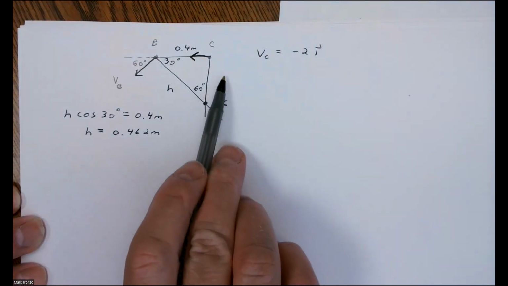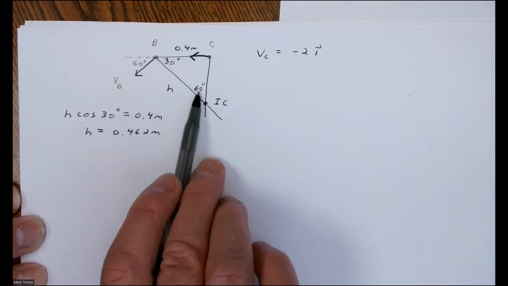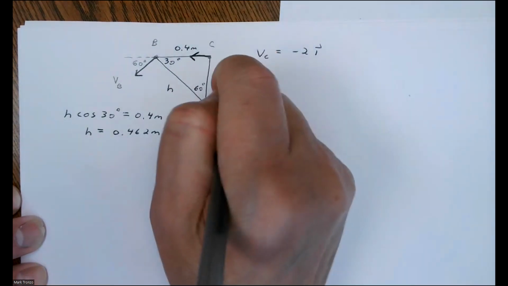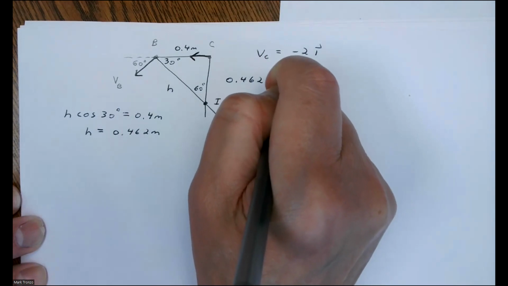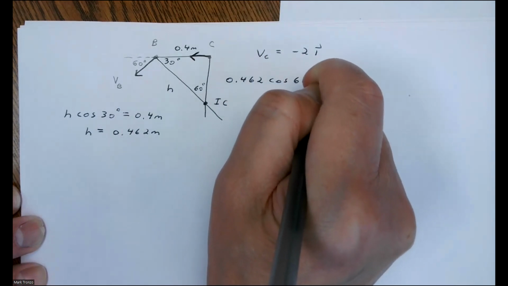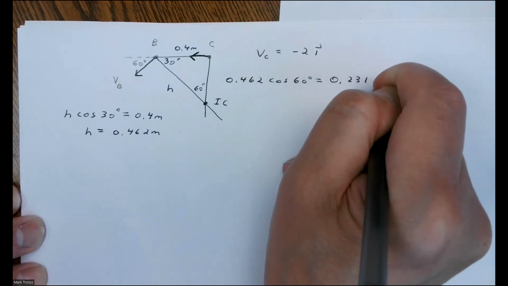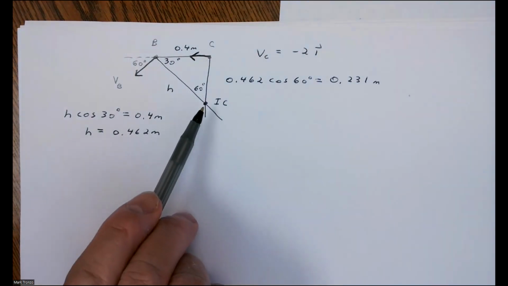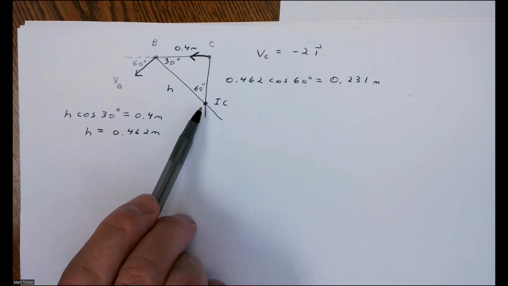Now that we have H, then we can find this side. So we can use either 30 or 60. Let me use the 60, and then it'll be an adjacent. So this side is going to be 0.462 cos 60 degrees, which comes out to be 0.231 meters. Now we have all of our sides. And remember, again, this is the instant center. And so we can start calculating some things.